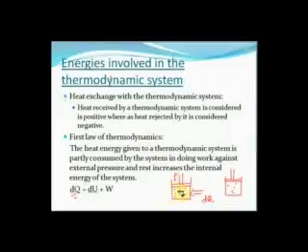So let's say, suppose initially the temperature was T1. After we have provided the heat dq, the temperature becomes T2, where T2 is more than T1. So this dq is used in two ways. One was used to increase the internal energy of the system, and the other was used in doing work against the external pressure. So this is how we define the first law of thermodynamics.